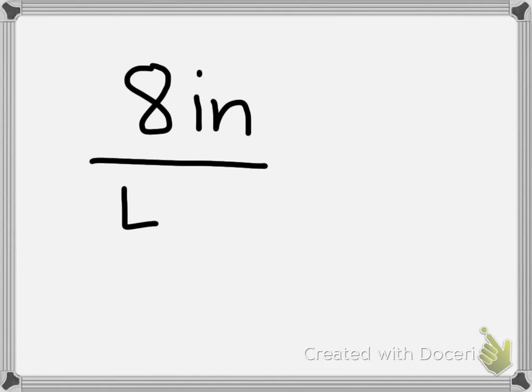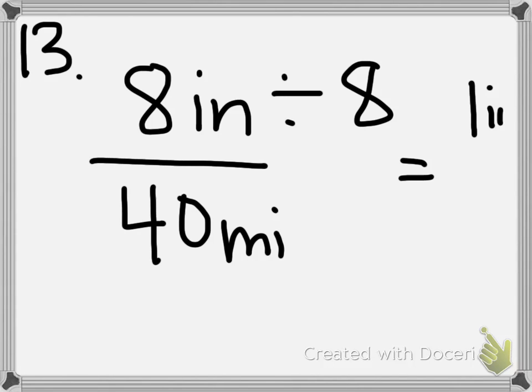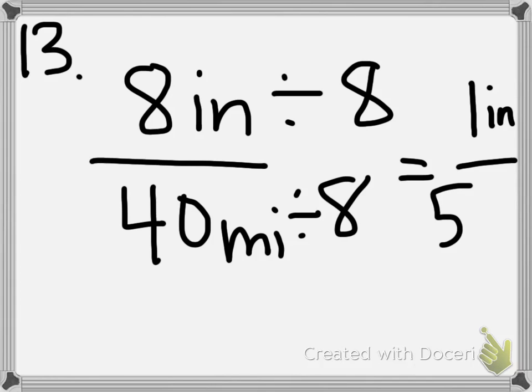Number 13, there's 2 cities on a map. They're separated by 8 inches. The actual distance is 40 miles. They want you to do the map scale. Remember, map scale, all you're doing is you're simply dividing by the numerator to make the numerator 1. You always have to have the numerator to be 1, and then the denominator is the simplified version of itself. So in this case, the map scale would be 1 inch to 5 miles.